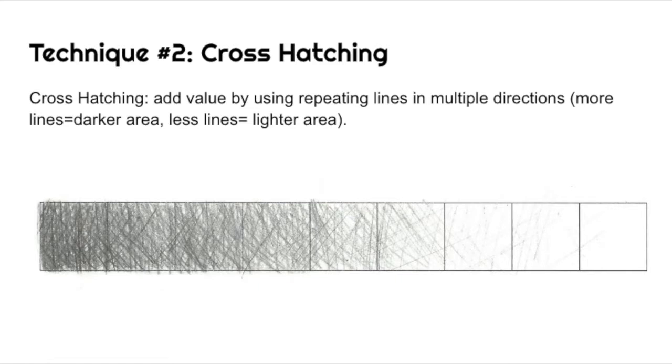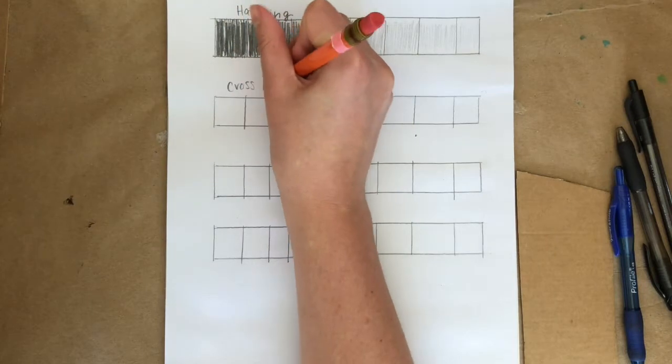Next, we're moving on to cross-hatching. Cross-hatching is adding value by using repeated lines in multiple directions. So that means you're going to layer up your lines. You can do vertical lines with diagonal lines. You can do vertical lines with horizontal. It doesn't matter, as long as they crisscross, you're good. Then you're going to do the same thing, adding your value from the darkest on the left and the lightest on the right. Here I'm starting my cross-hatching.